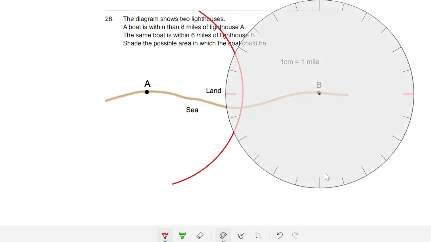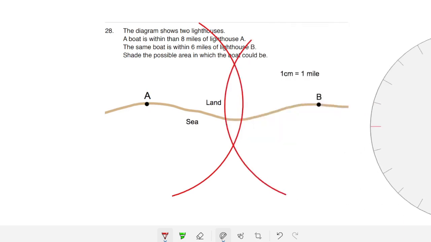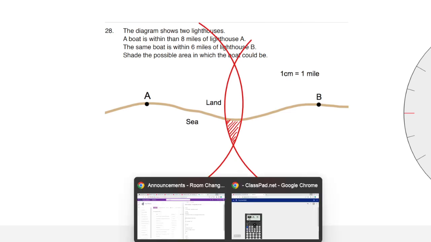And then I do the same from B. I would arc. And then technically my section that is within both of those circles, we can't really have a boat on land, so it's going to be that section there. Yours, if you do it accurately, is going to be slightly bigger than mine. But you get the idea of the question.